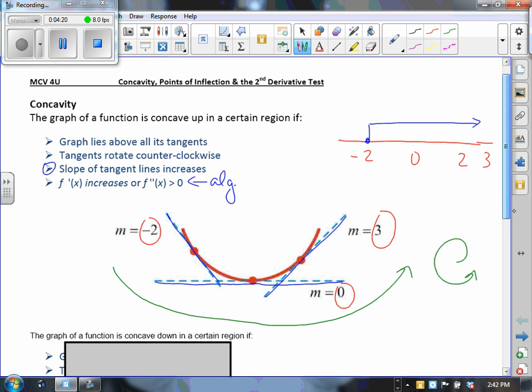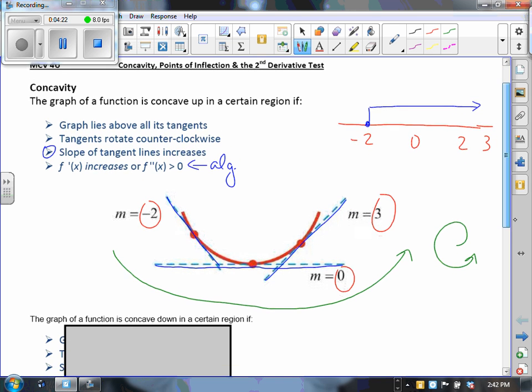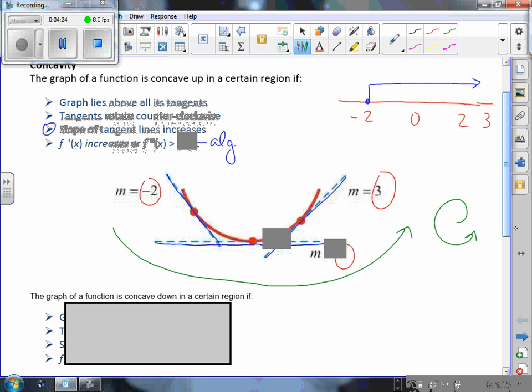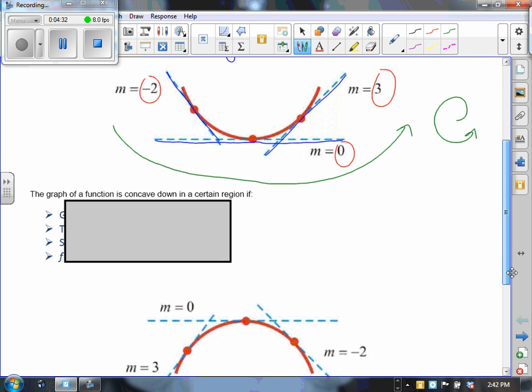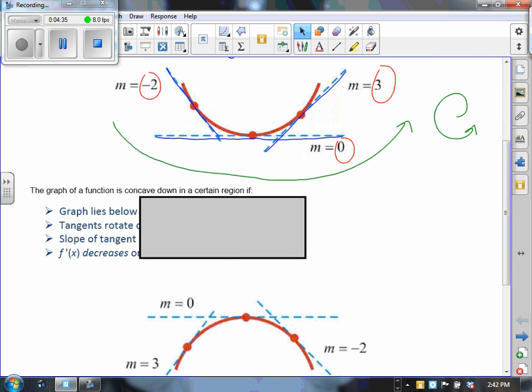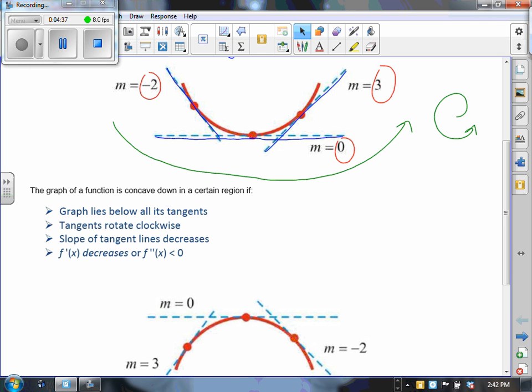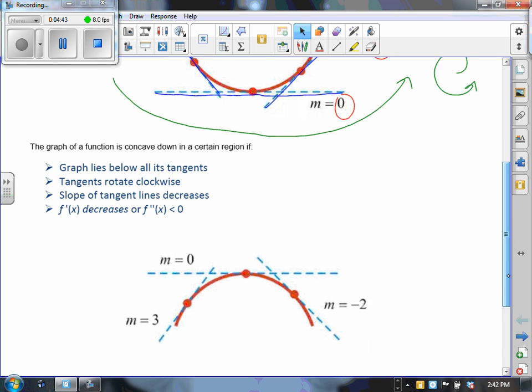Let's move on down to the information regarding concavity down, or concave down. These points are complete opposite to what we have above. So let's take a look at these. A graph is concave down if these criteria are met. The graph is below its tangents.